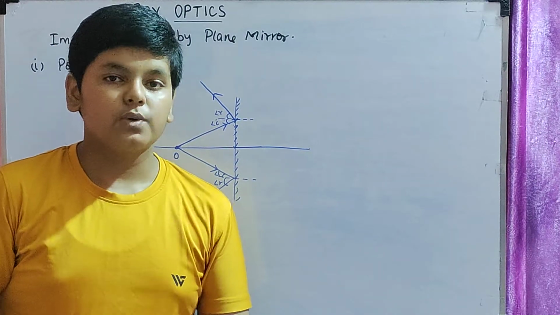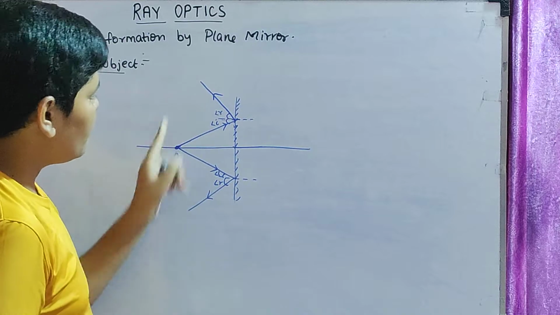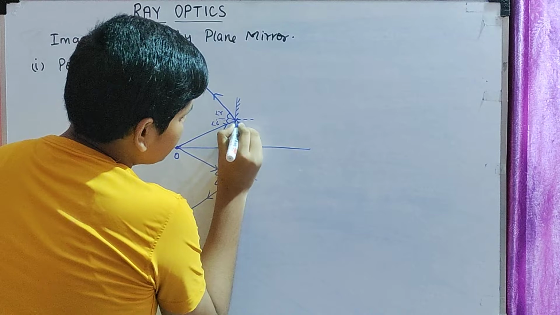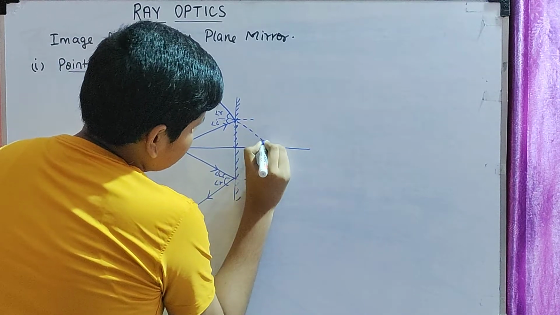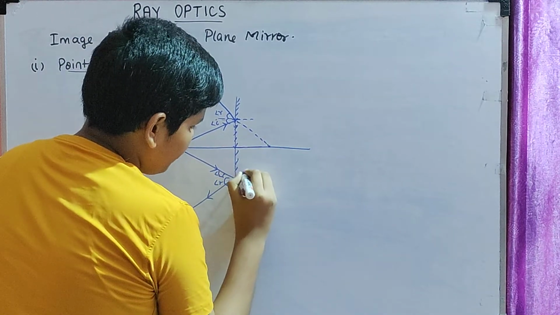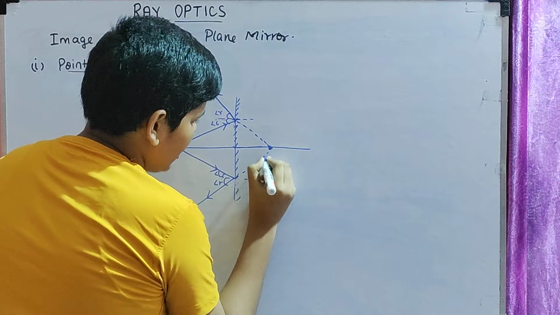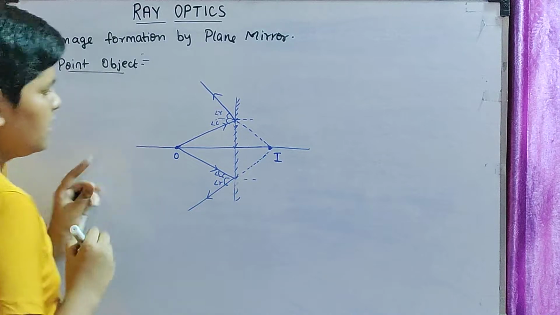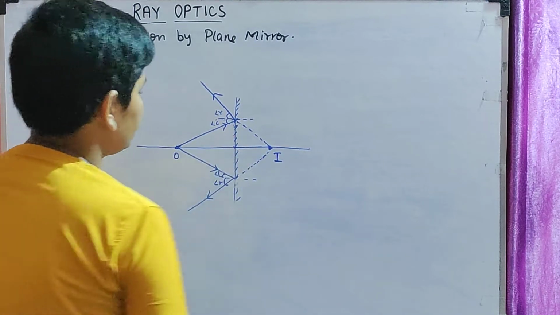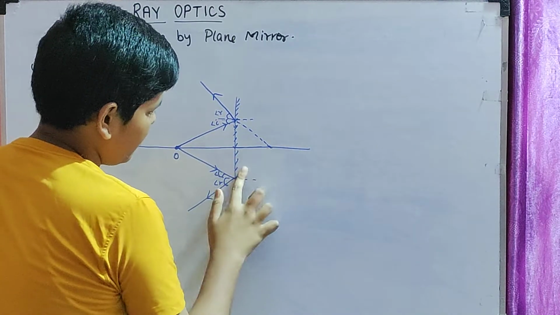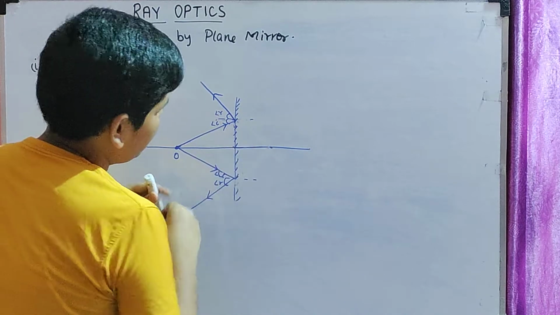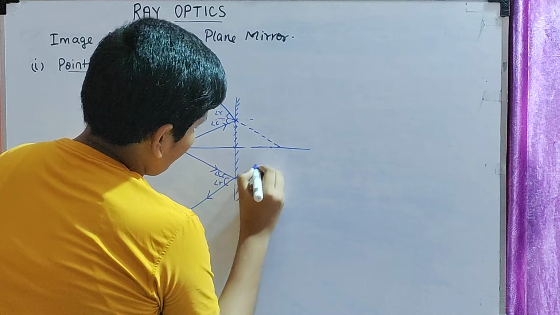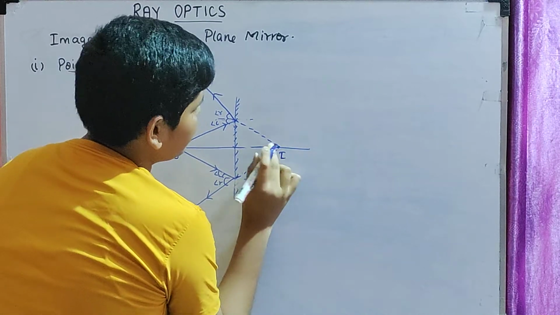How to form a virtual image? Both the rays you have to produce backwards. So how do you produce it backwards? You take it like this. Same from here. At this point, both the rays are meeting. This is the image. So this is the object, this is the image formed. You can produce it backwards more appropriately like this. Yeah, here is the image.